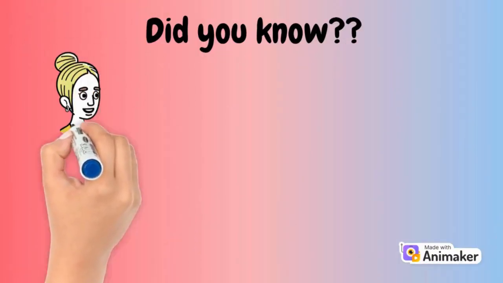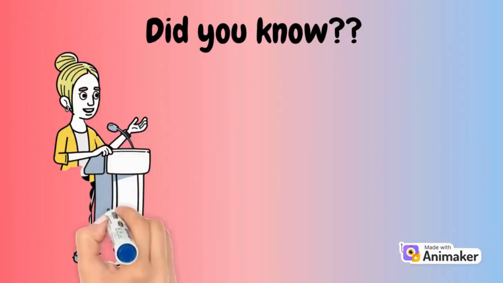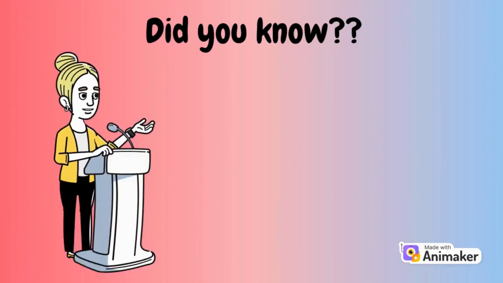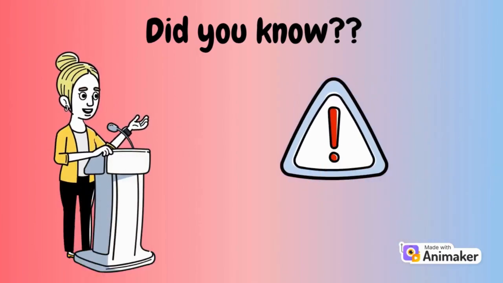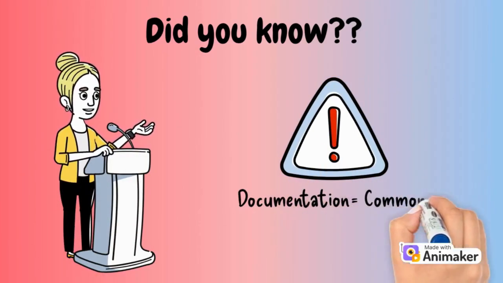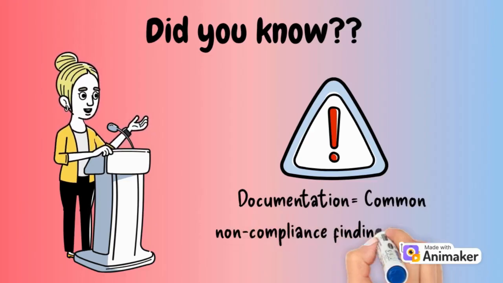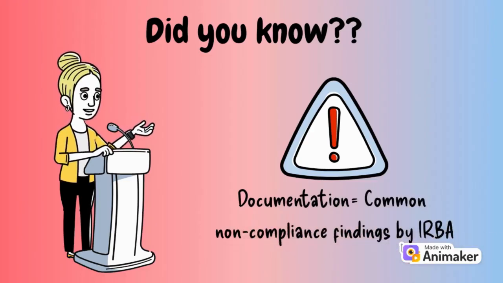Fun fact, and this one is very real: in IRBA inspections, one of the most common reasons audit files are graded as partially compliant or non-compliant is not because the audit work was wrong, but because the documentation didn't clearly show the auditor's thinking.